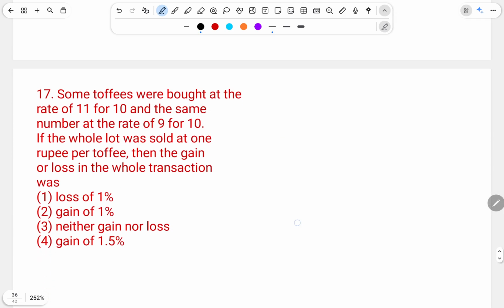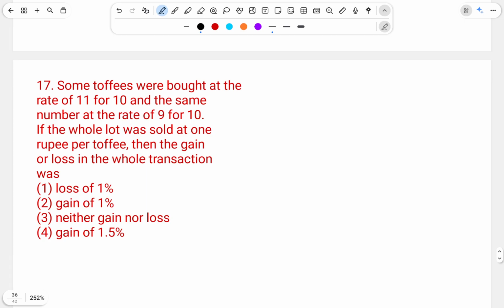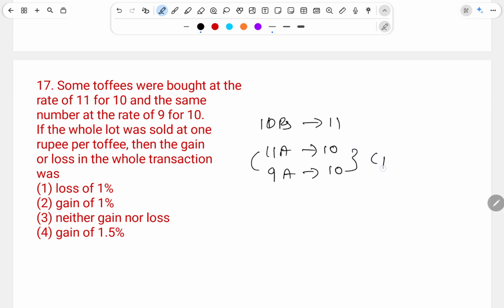Then next, some toffees were bought at the rate of 11 for 10 rupees and the same number at the rate of 9 for 10 rupees. So 11 articles for 10 rupees, and 9 articles for 10 rupees. And they are saying the whole was sold at 1 rupee each. This is CP. Make sure that these both are the same.